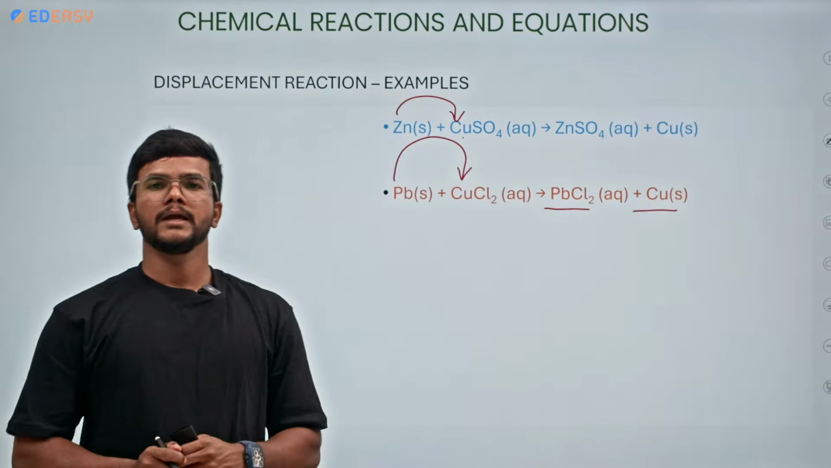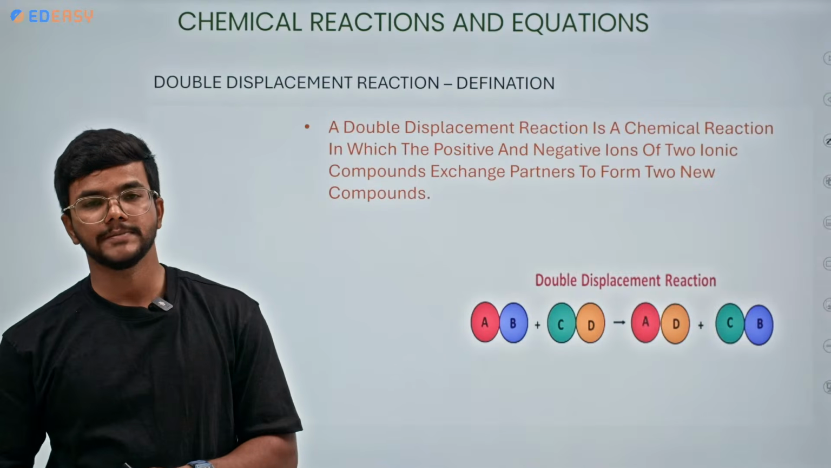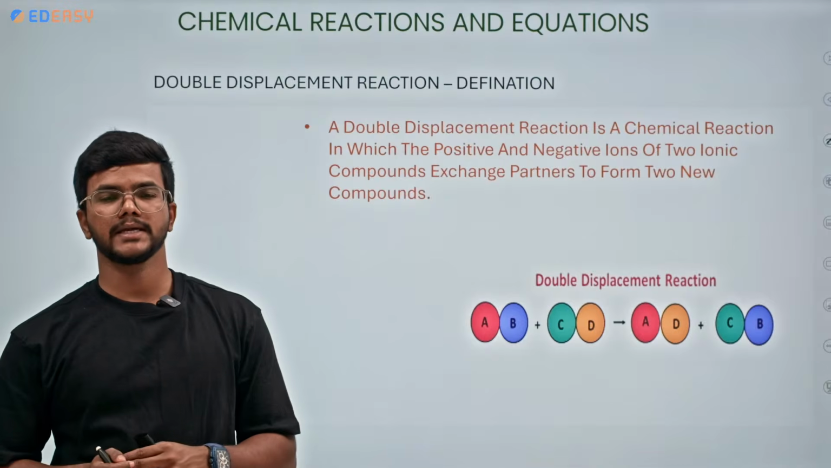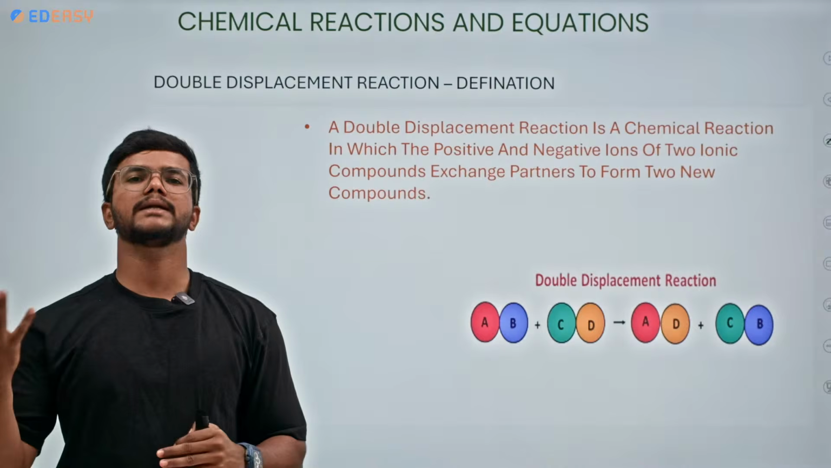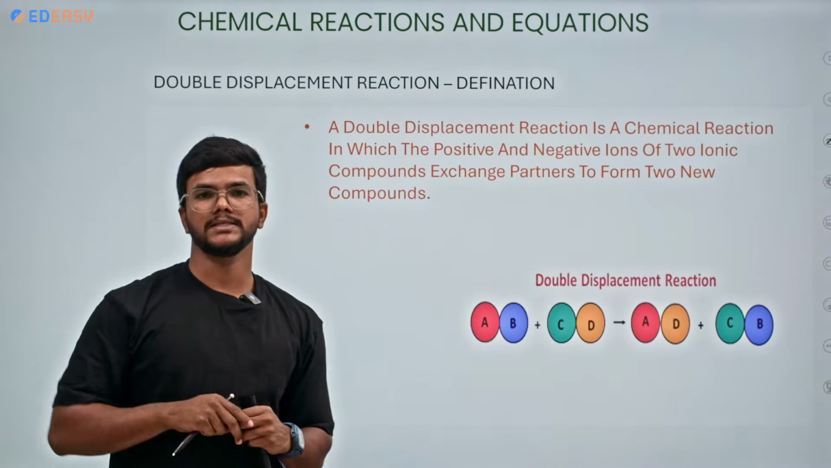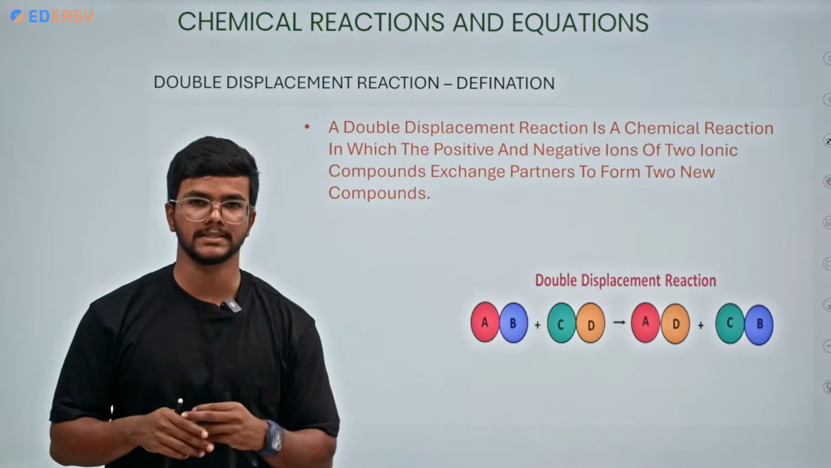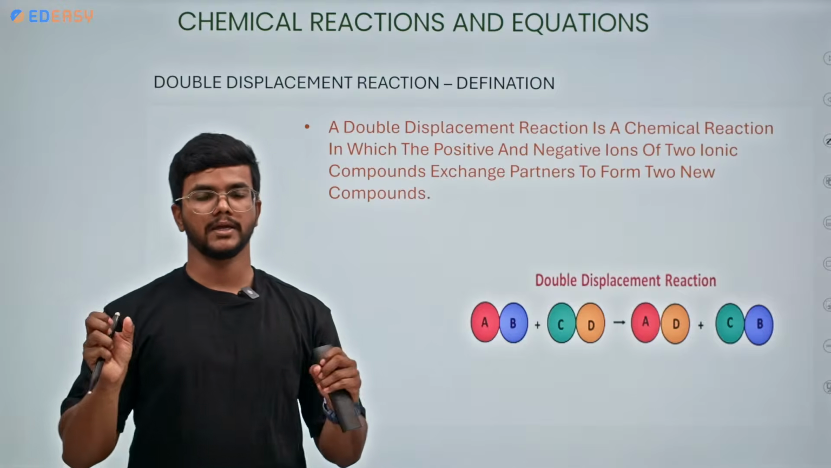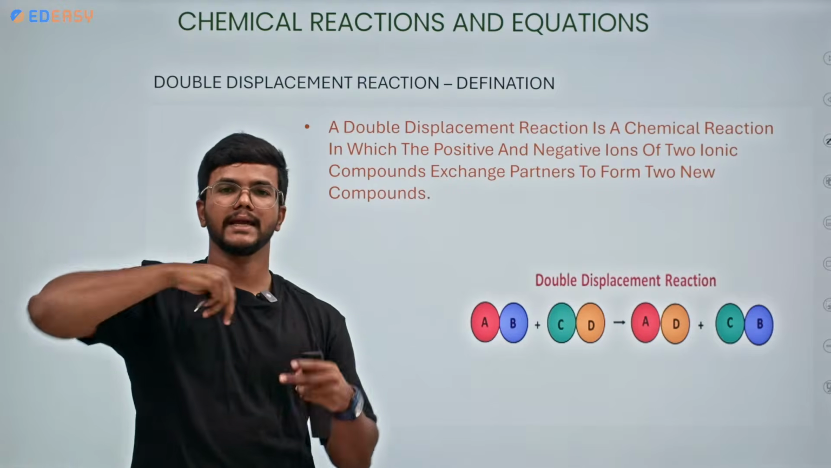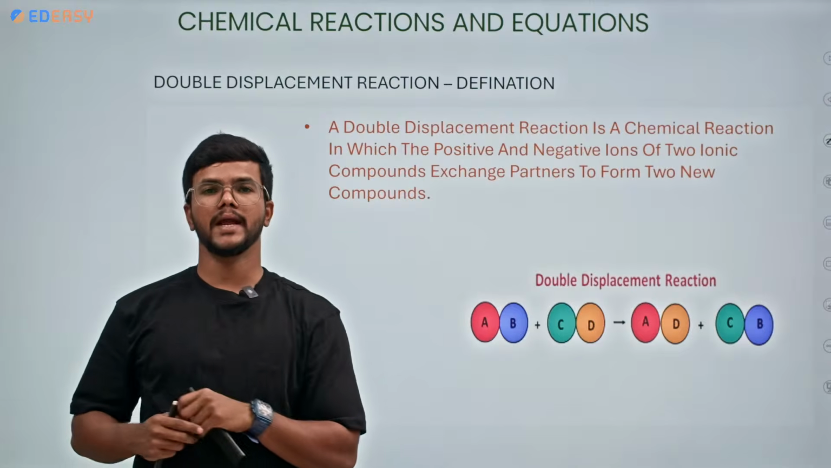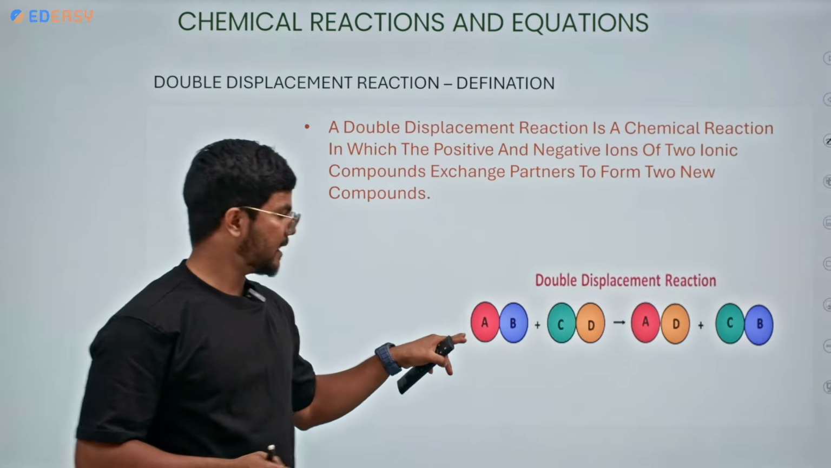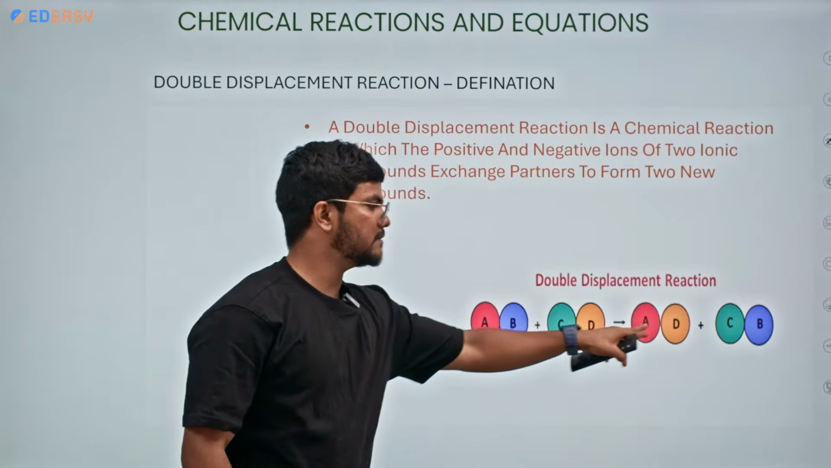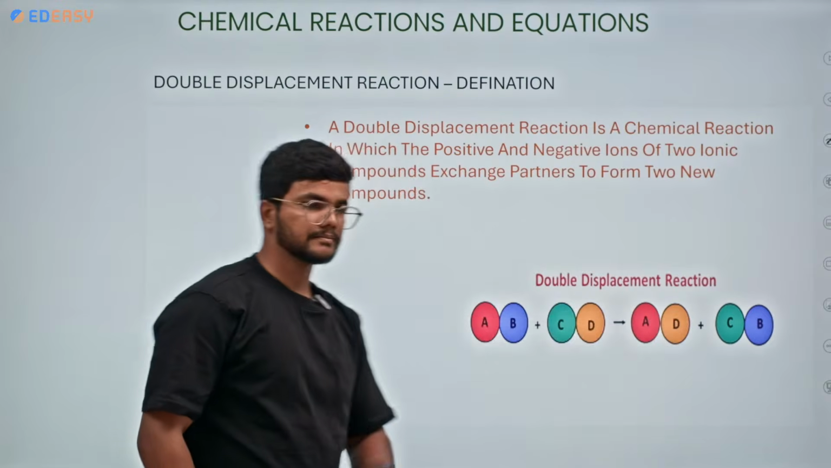So next is the double displacement reaction. What is the double displacement reaction? Single displacement means only a single metal is displacing, whereas in double displacement, two ions, that are cations and anions, displace each other. One cation displaces the other cation, and that cation will go and attack with the other anion. So the general representation will be AB plus CD gives AD plus CB.